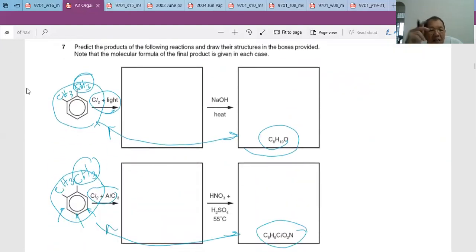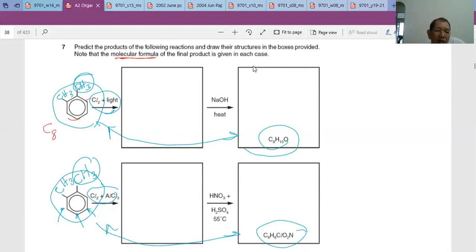Now look, remember very carefully, this time we've gone through it before. Predict the products of the following reactions, draw their structures in the boxes provided. Note the molecular formula in the final. See, they tell you, always look at the question. They will give you hints on molecular formula. That means you need to know from here to here. Now count the number of carbons here. 6 here, 7, 8. It means it's C8. Count always. Use your brains.